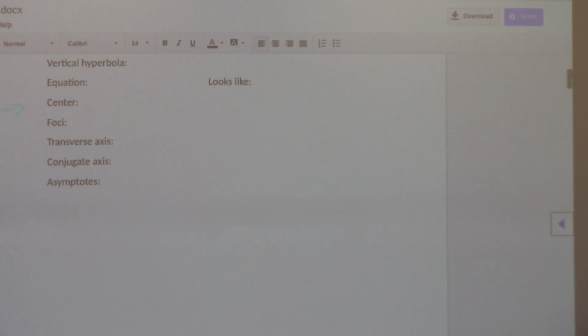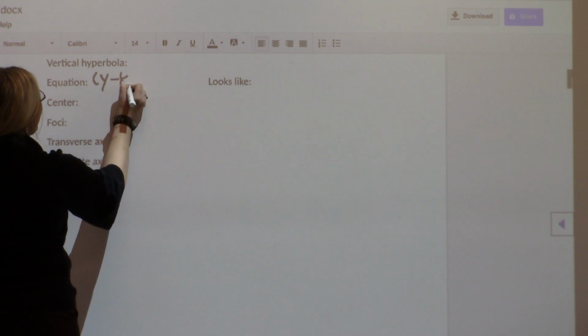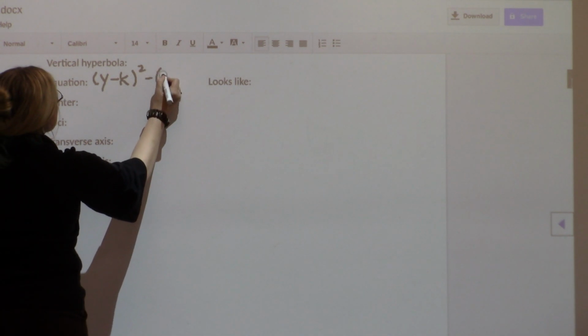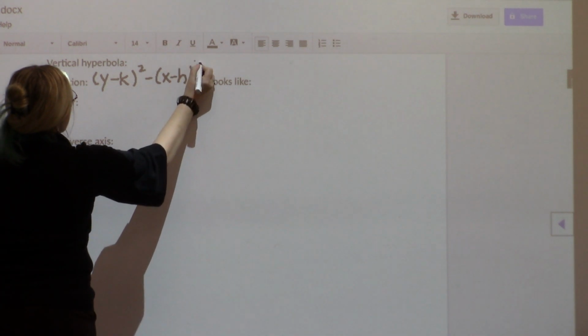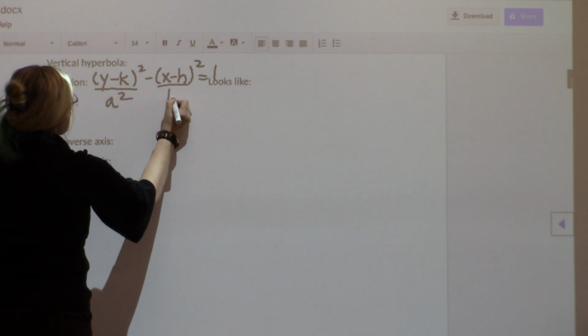So our vertical hyperbola looks like this over here. So let's fill this stuff in. The equation for a vertical hyperbola is (y minus k) squared minus (x minus h) squared equals 1. This one is over a squared and this one is over b squared.